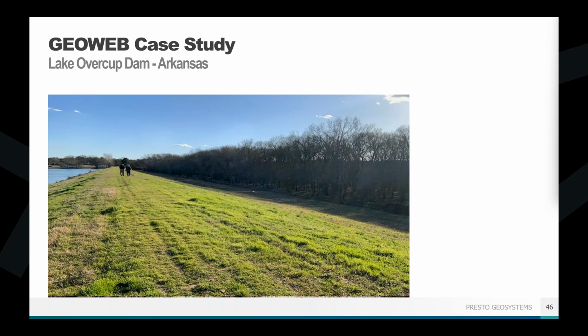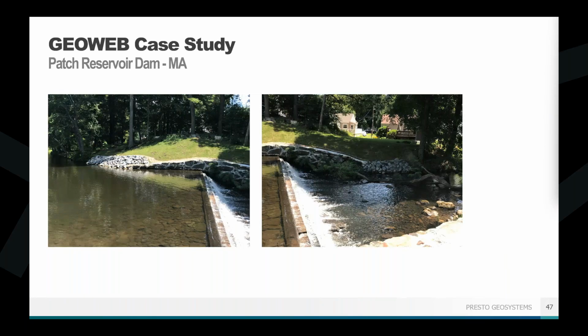Okay, we have another case study here. This is the Patch Reservoir Dam. This one's in Massachusetts. This was an initial structure that was built in the late 1800s. So just a little while ago, and unsurprisingly, no longer meets the Massachusetts standards for dam safety. Initially the plan was to basically remove this dam entirely and redirect all of the water out of this area, but residents fought to keep the dam in place.